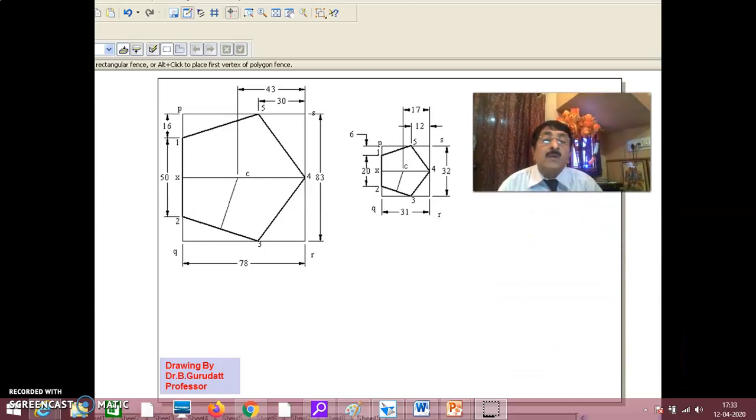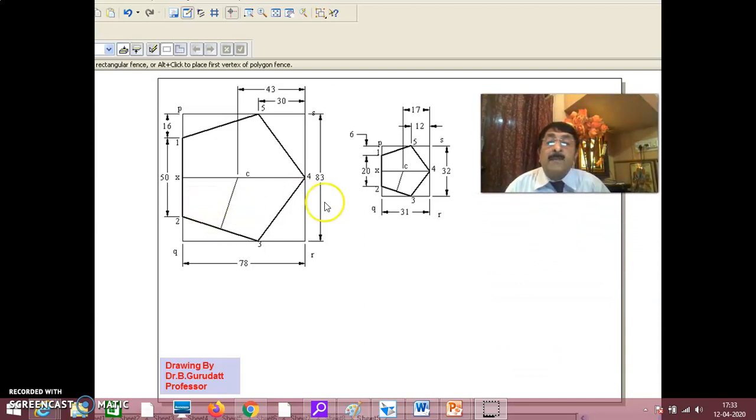Now I think you understood. I'll repeat. This entire thing, move and copy to this place. Then take the scale command and in the scale factor put 0.816. Automatically it will get reduced to a 20 mm pentagon. The scale factor is 20 by 50. Once you get this, take the dimensions, every dimension you take.